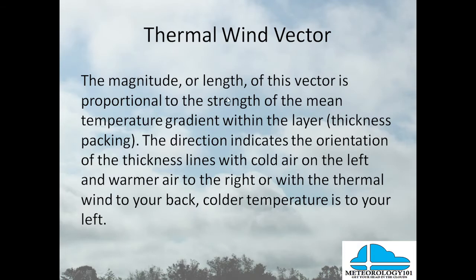So the magnitude or length of this vector is proportional to the strength of the mean temperature gradient within the layer, the thickness packing. So we're going to go to a thickness chart and look at that. Now the magnitude is how strong it is, or the length of the vector. So we'll cover that here in just a second, put a visual on that. The direction indicates the orientation of the thickness lines, with cold air to the left and warm air to the right, or with a thermal wind to your back, colder temperatures to your left.